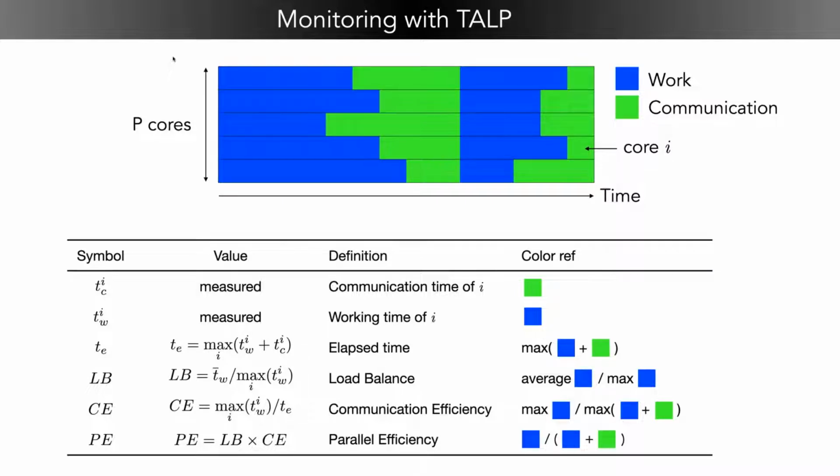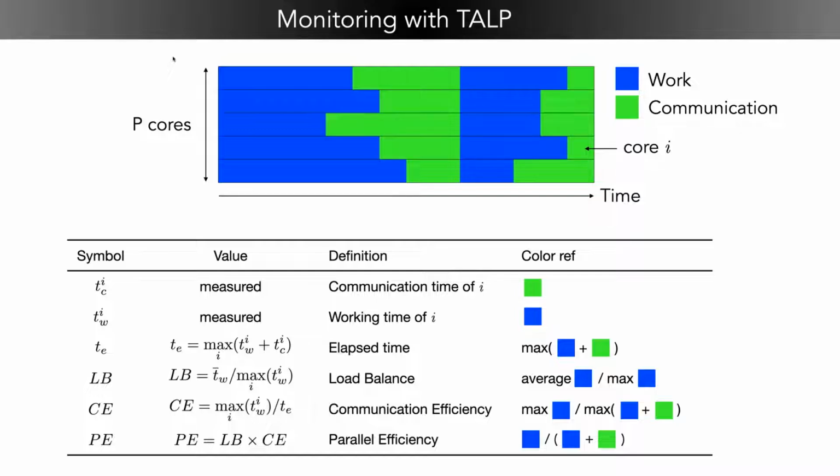So for those who don't know what it is, it tells you how much work and how much communication you are doing with your code during execution time. On the x-axis you have time evolving, and on the vertical axis you have the state of each of the cores that are engaged in your simulation. Blue is work, green is communication, and you can measure a lot of things.